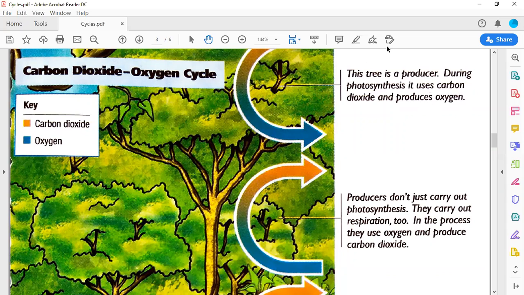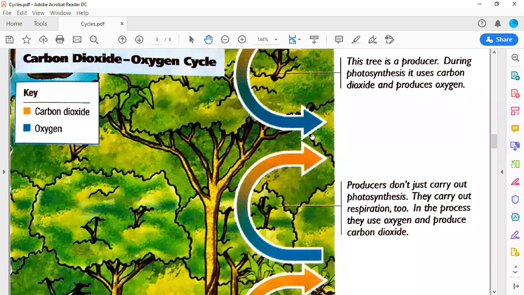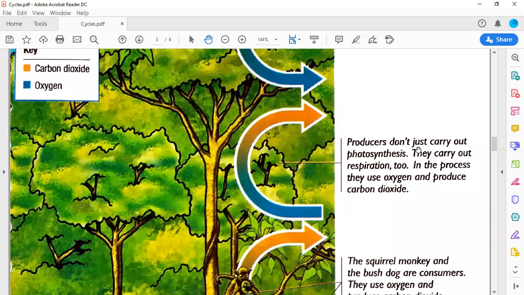So let's look at the top of the page. It says, this tree is a producer. During the photosynthesis, it uses carbon dioxide and water, and produces oxygen. So in this case, the tree is using carbon dioxide to produce oxygen. This is why you can see the orange thing over there changing into blue, which is going to be the oxygen. And then it says producers don't just carry out photosynthesis, they carry out respiration too.